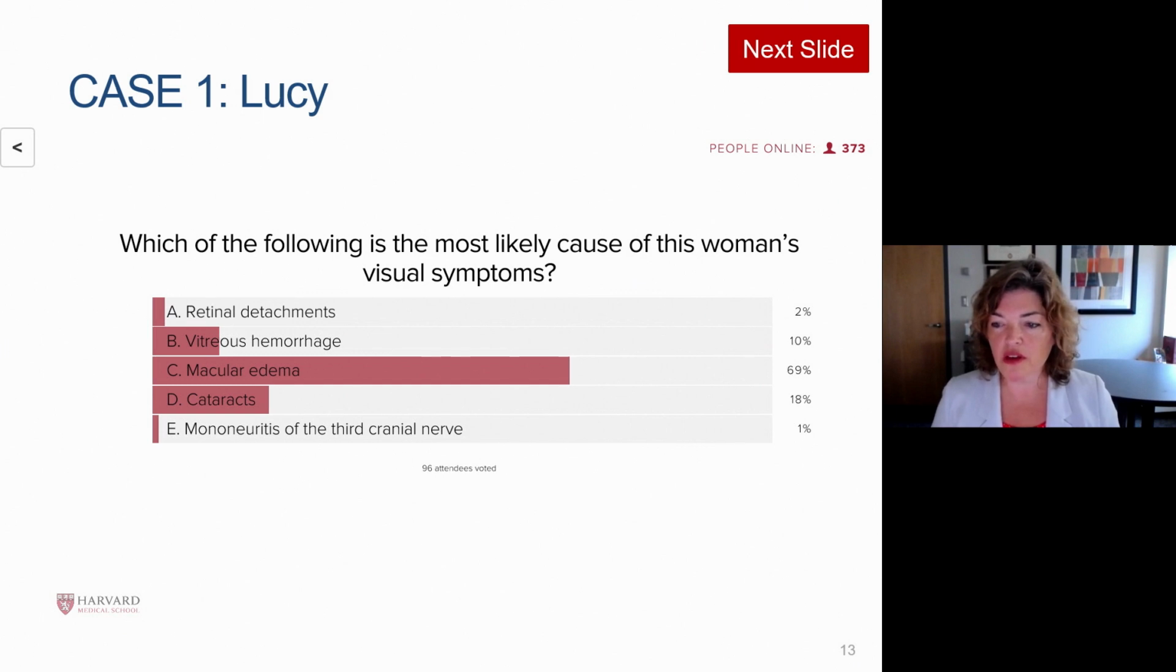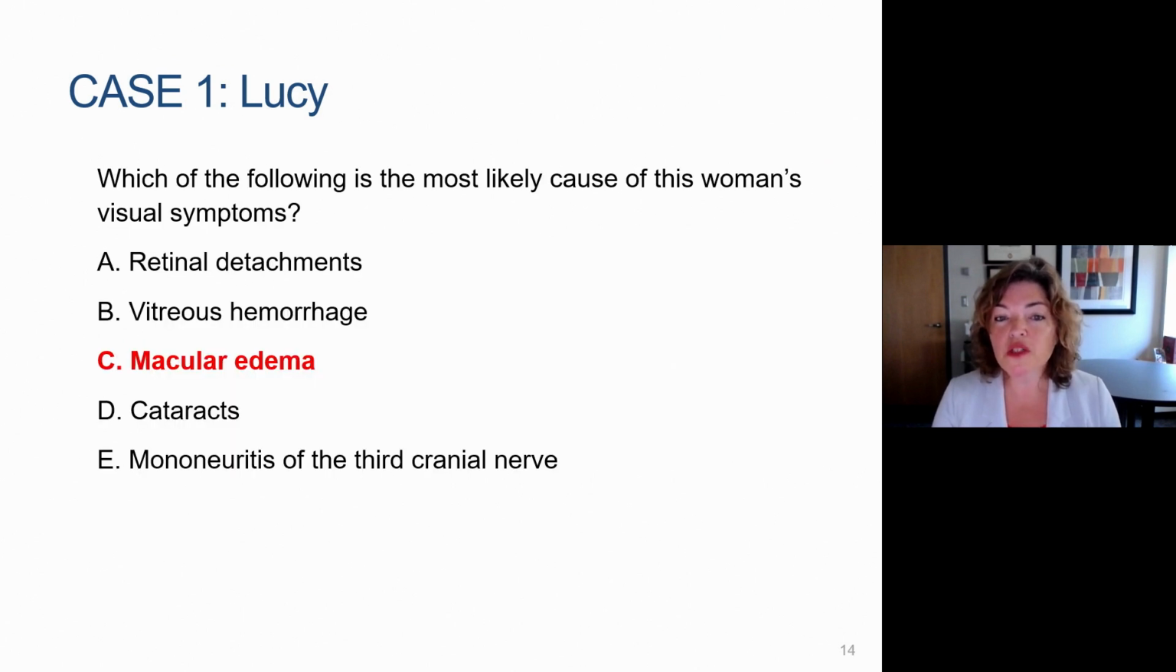Okay, I think we can stop there. Looks like most of you selected macular edema, and then the question is whether cataracts could be on the list. And I think the main point is that you're recognizing that she could have a problem. Now, the most likely, statistically speaking, cause of this kind of presentation is macular edema. It's subacute often, but the point being is that it's not something that can be ignored.